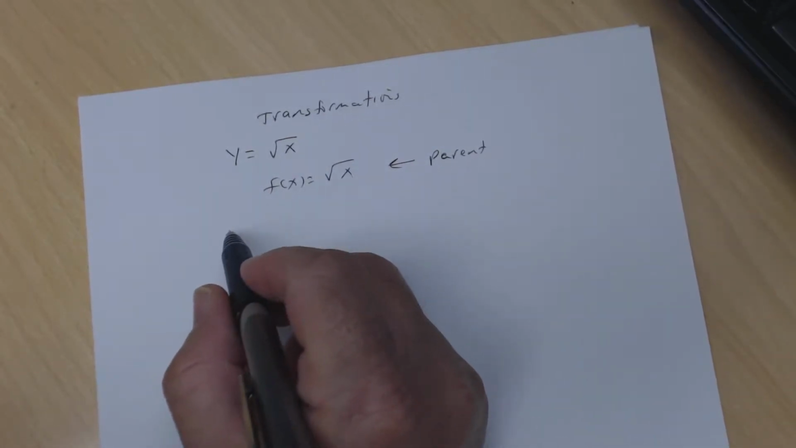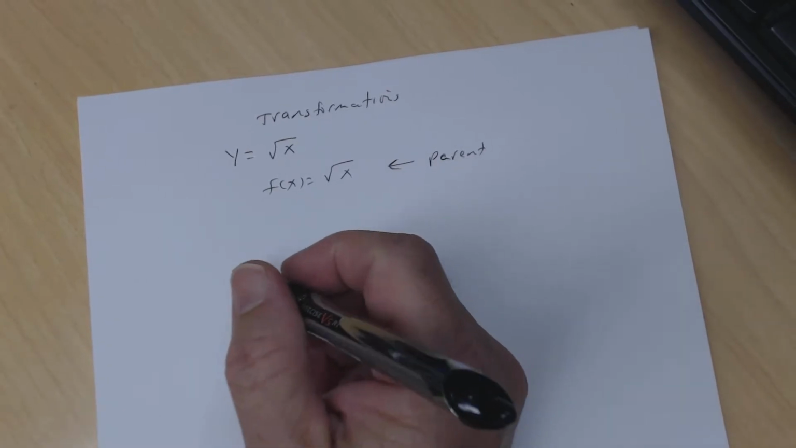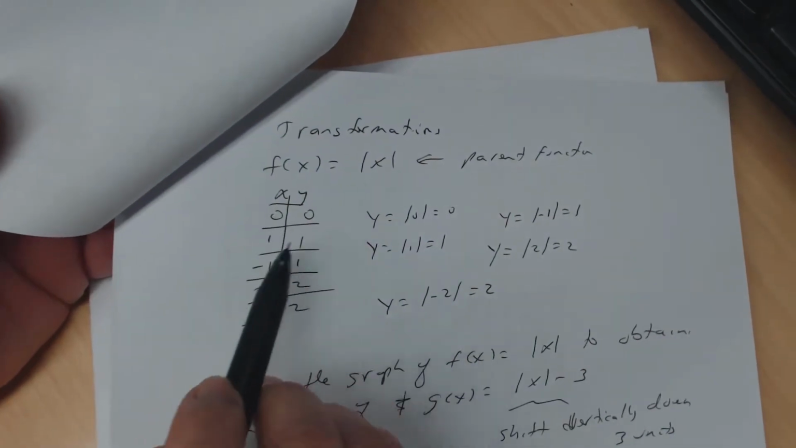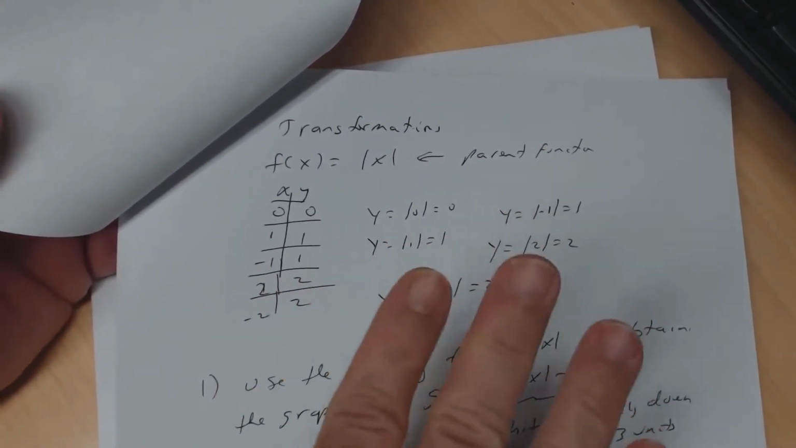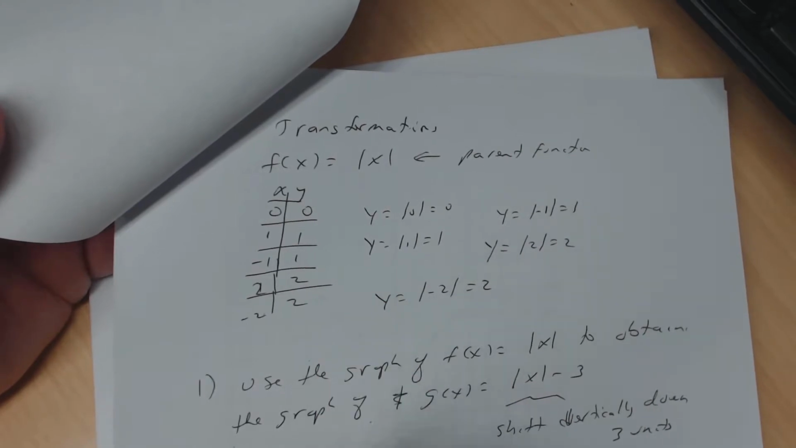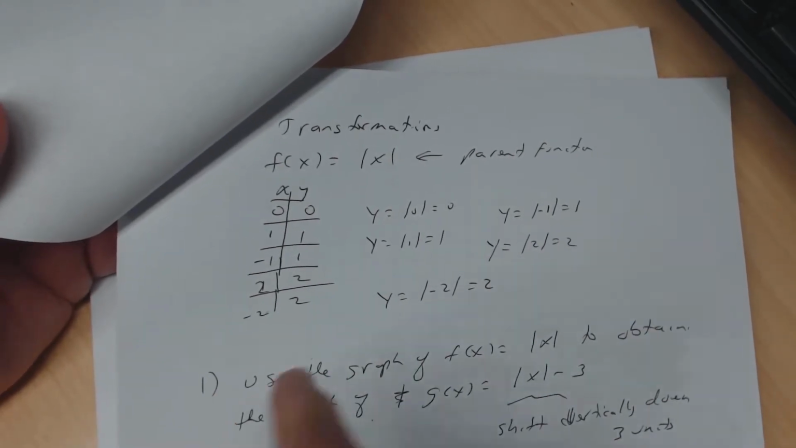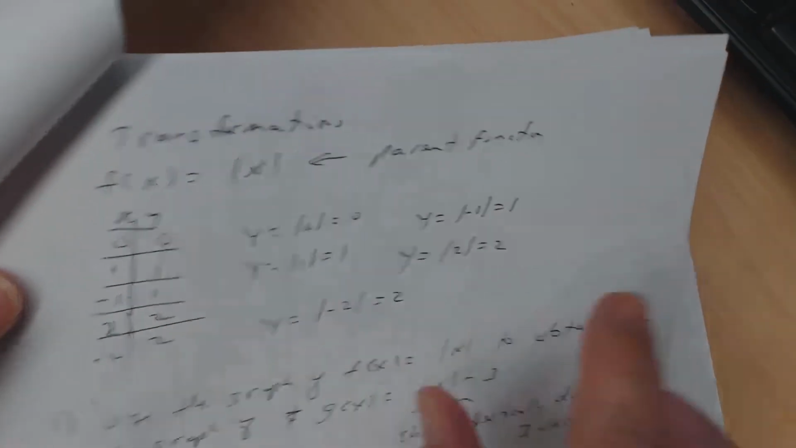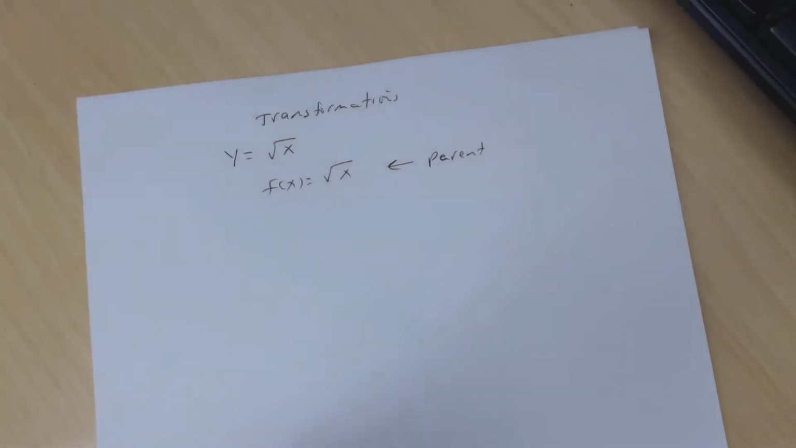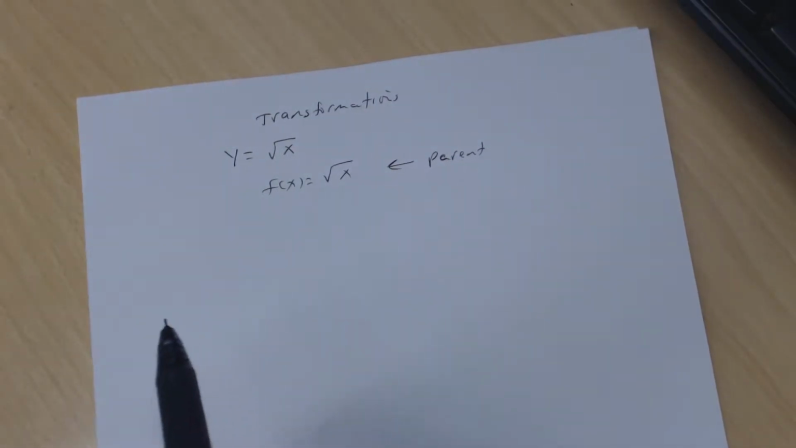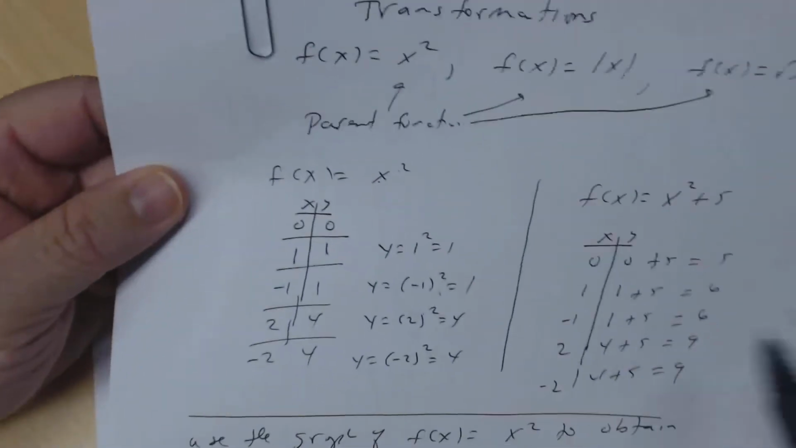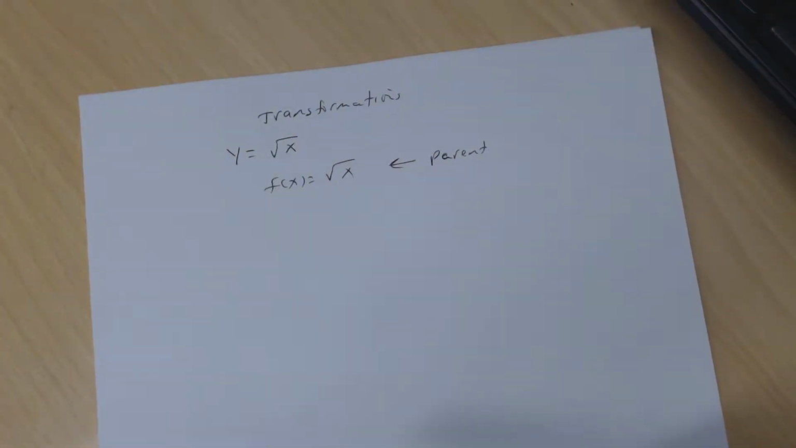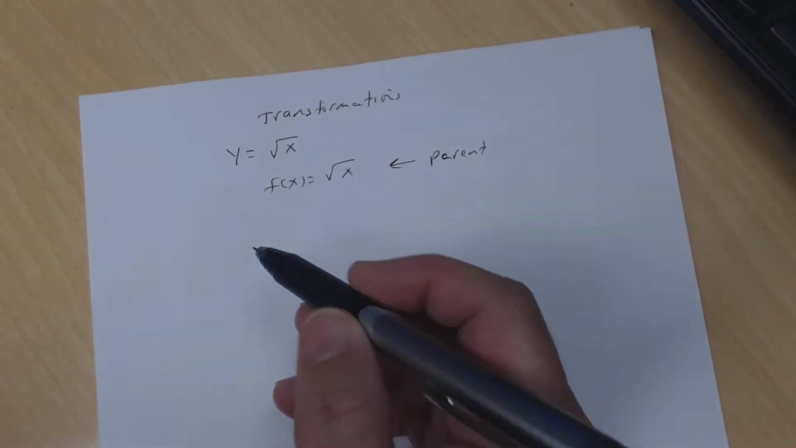So remember when we did the absolute value function, the parent function, we used these 5 points, and then you moved those 5 points, whether you did a vertical translation or a horizontal translation or reflection. Okay, so these 5 points were used. The same thing when we did the quadratic function, we used these 5 points. All right, so for the square root function, we're going to use these points.